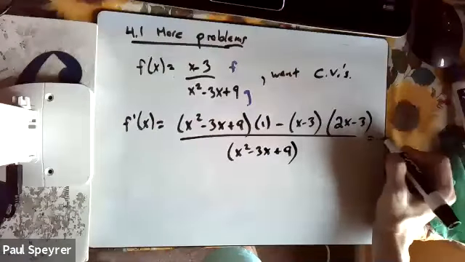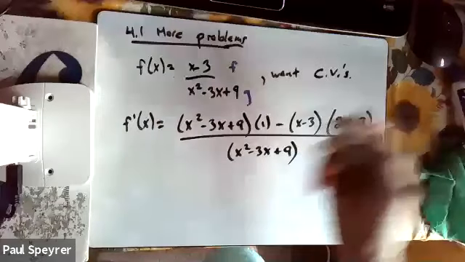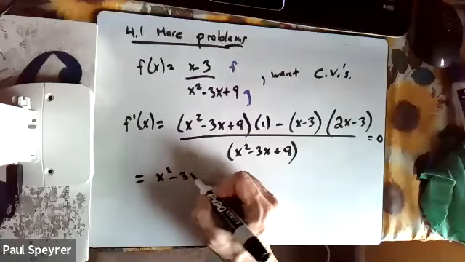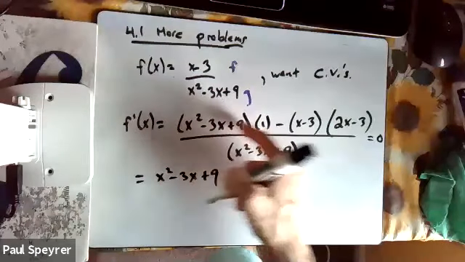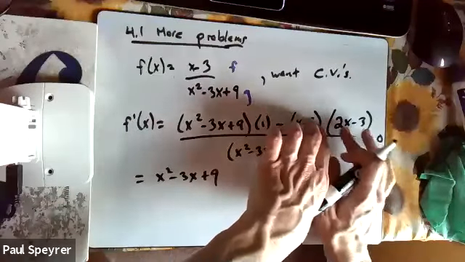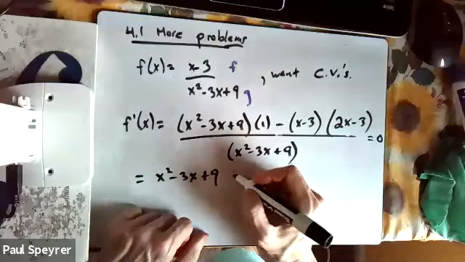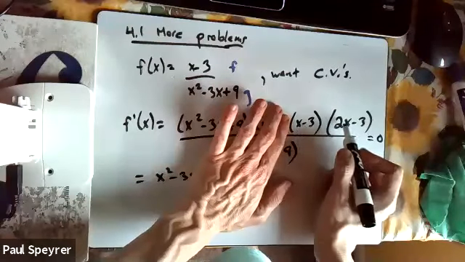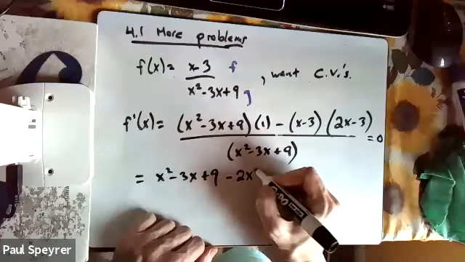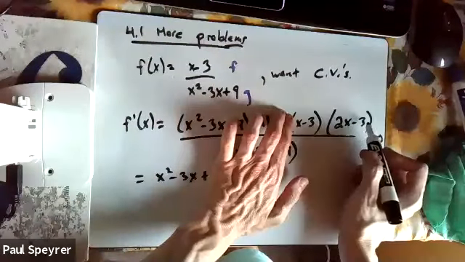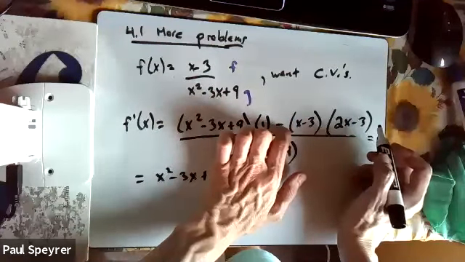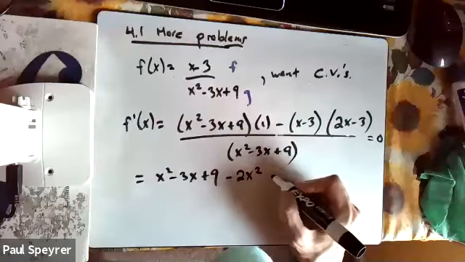And when we're setting this to 0, but let's first clean it up. We get x squared minus 3x plus 9, right here we're just multiplying the 1 in. Right here, we can FOIL these products and distribute the negative. But I'm going to cover up the negative first. So x times 2x is 2x squared, times the negative is negative 2x squared. And then x times negative 3 is negative 3x, times another negative is a positive 3x.